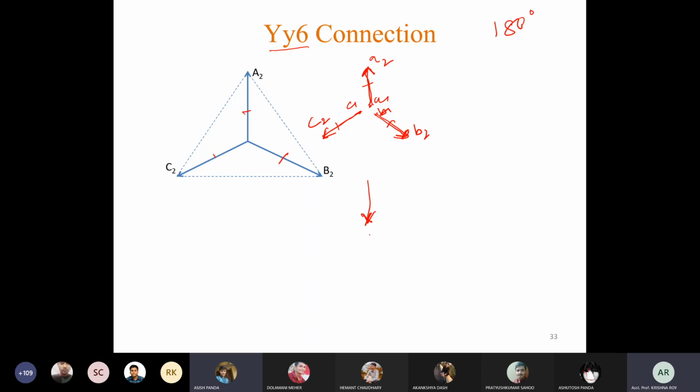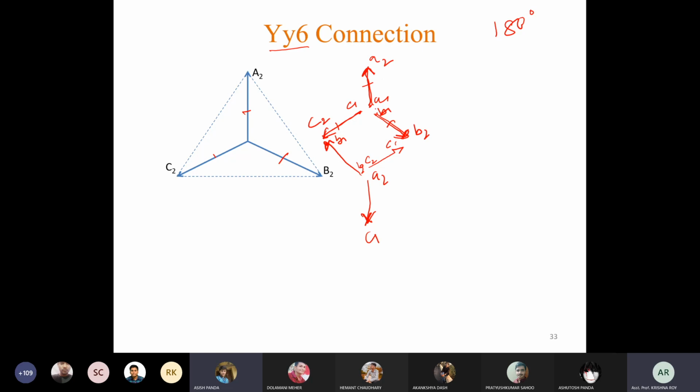So it becomes A1, A2. Water image, sorry, image. Yes, this becomes B2, sorry, B1, and this one will be C2, C1. So how can we do that? We have to do that by reversing the connection.